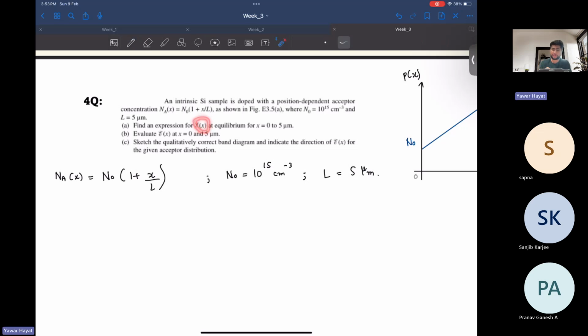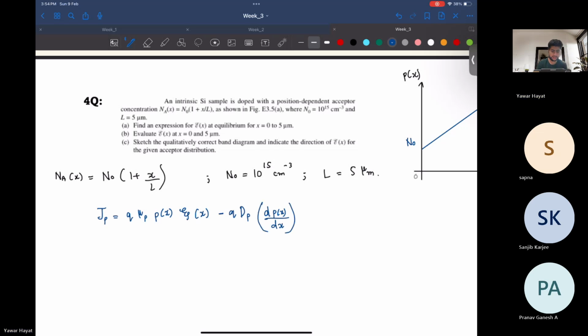See, I need an expression for E of x, right? And to compute that, I'll use the fact that the hole current density at equilibrium is 0. So that's why I'm asking what is the hole current density? This is equal to q mu P, P of x, E of x, the drift current density part. And then you have a minus sign, since it's hole current density. This is the diffusion part, which is equal to q D P times dP of x by dx, right? And you need to equate this to 0. Why? Because you're talking about equilibrium.